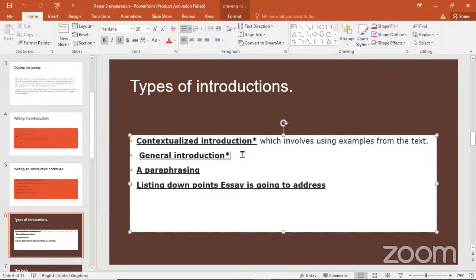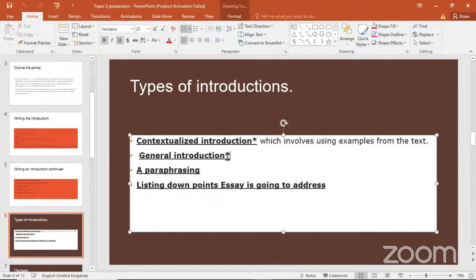And remember, at the end of the paragraph, you will peg in the text you're discussing. If the question is about technology, you can talk about it generally. What do you understand from this question in regards to technology? You can use your knowledge of technology, not necessarily pegging it on the text. But at the end of the day, you will of course mention that this is evident from this story, this is evident from this play, this is evident from this book.